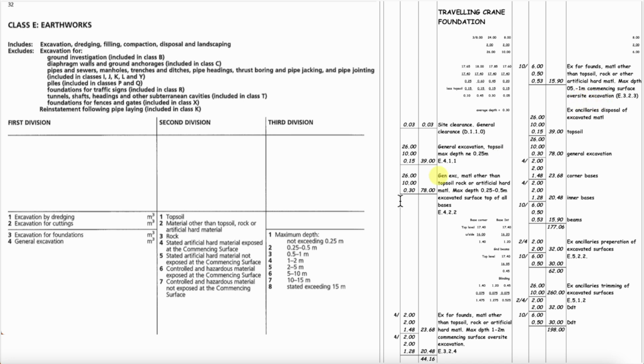So let's have a look at the code. So we've got E.3, excavation for foundations, .2, material other than topsoil, rock or artificial hard material, and then 3, 0.5 to 1 meter. And we've added the additional description A4, commencing surface oversight of excavation.